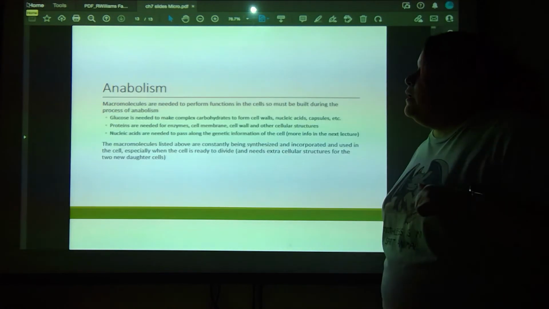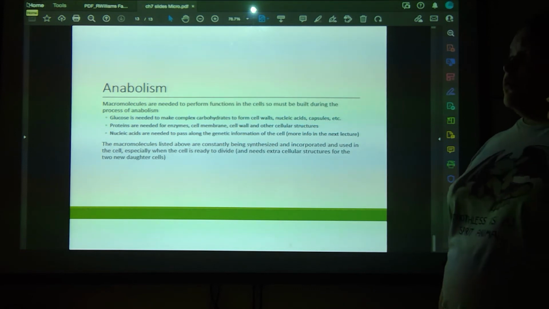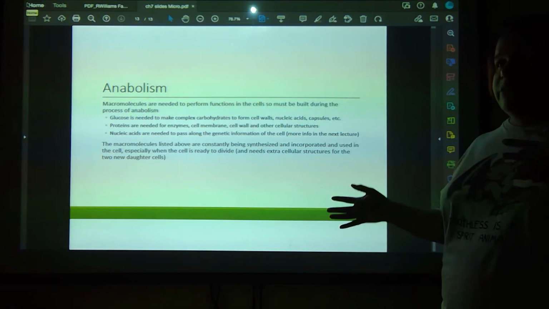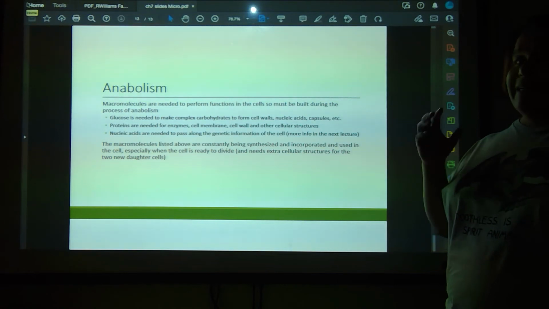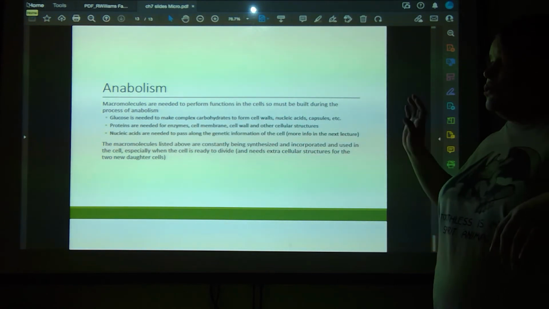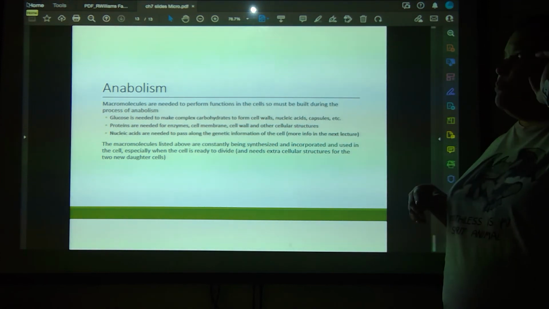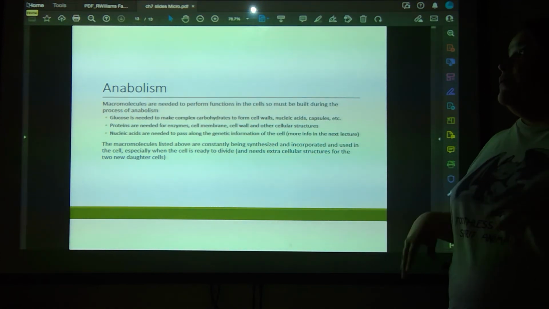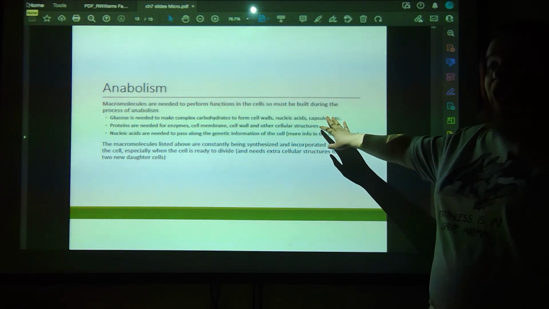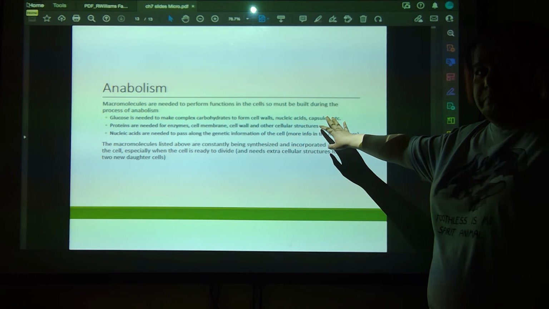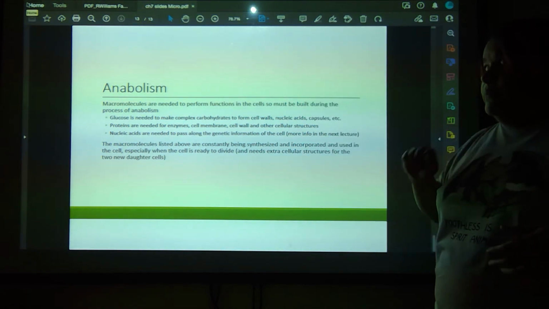Okay. So, anabolism. Remember, I said metabolism is breaking down and building; anabolism is the building half, catabolism is the breakdown. Macromolecules, big molecules, are needed to perform functions in the cell. You have to build them. And that process of taking component parts and building something more complex is the process of anabolism.